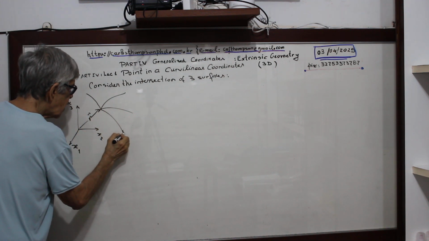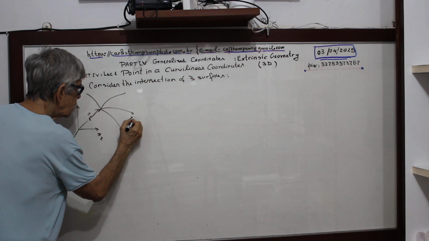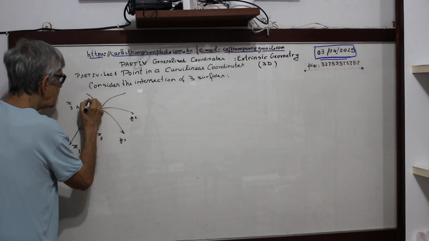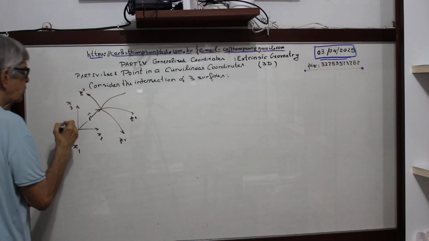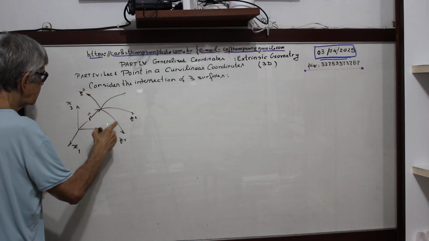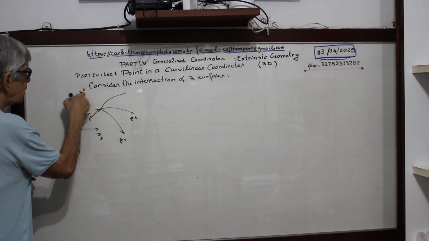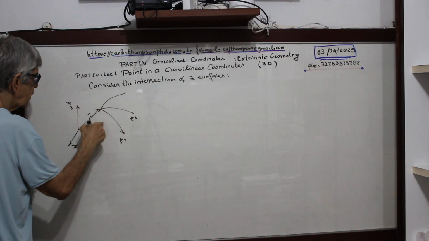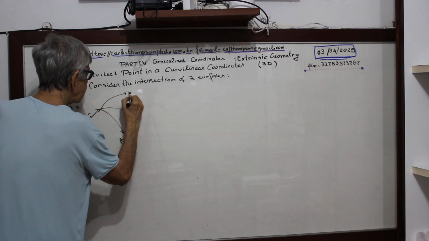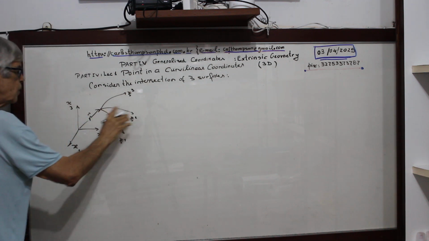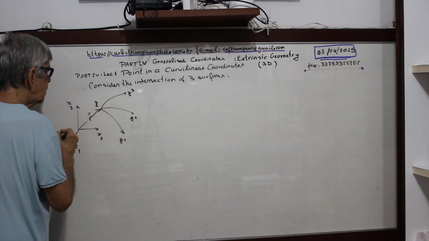You see, these are line coordinates, C1, C2, and C3. Okay? I'm sorry, that's C1, C2, and C3. You see, I have 3 line coordinates, 3 surfaces. That's a point P. Okay?